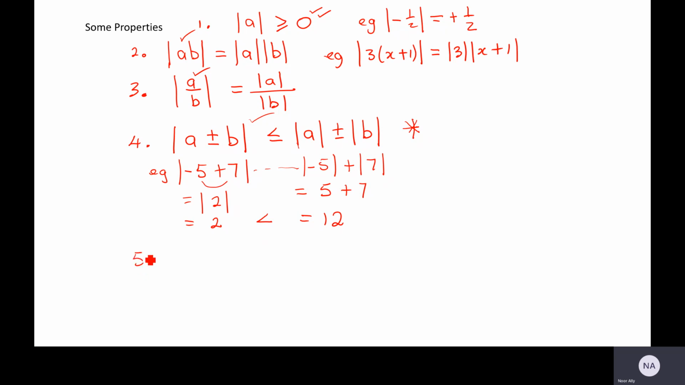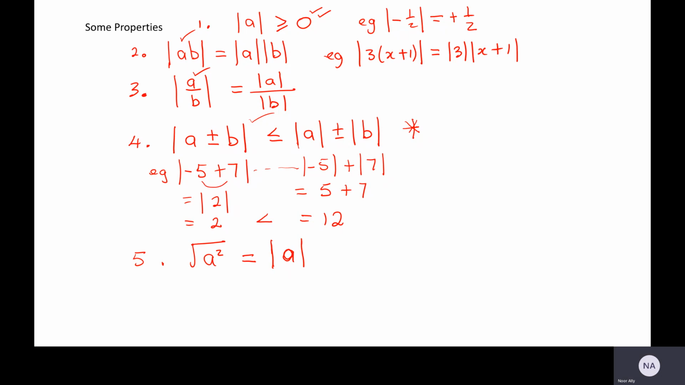Now, number 5 is also another important property that you should know. The square root of A squared is actually the absolute value of A. Now, you can investigate that and you can work that out.